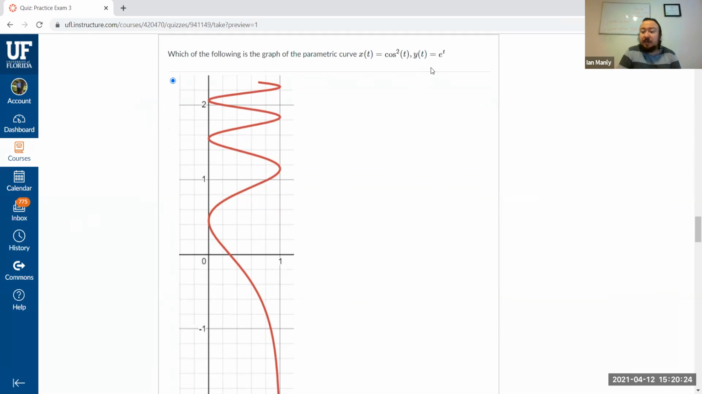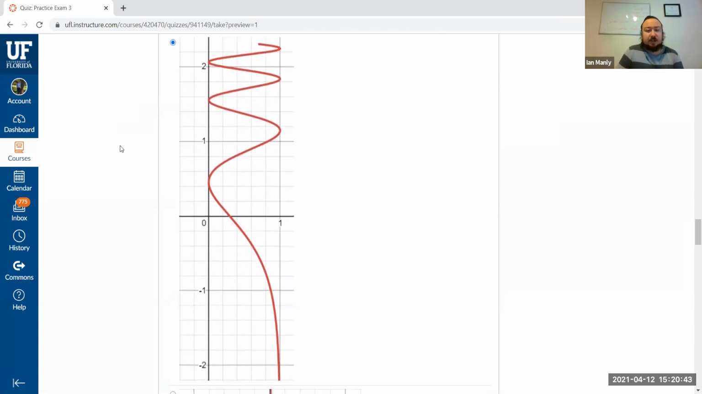Why can't it be negative? Because e is like 2.718 whatever multiplied by itself a number of times, and there's no way that if you multiply that number by itself any number of times, you're going to get a negative number. That's why e to the t is always positive.